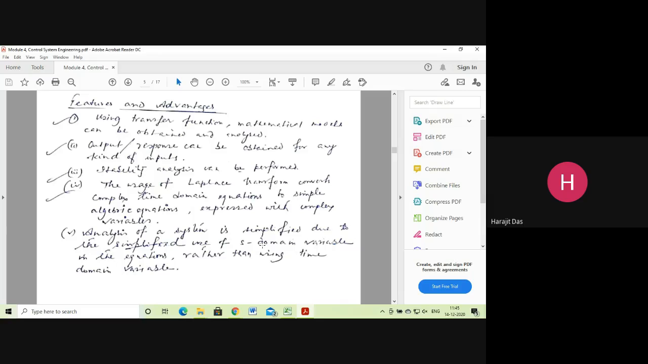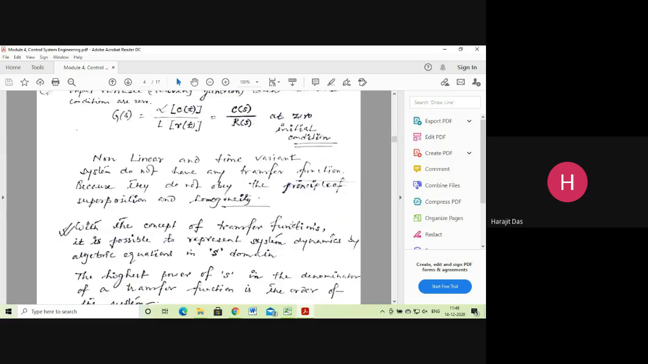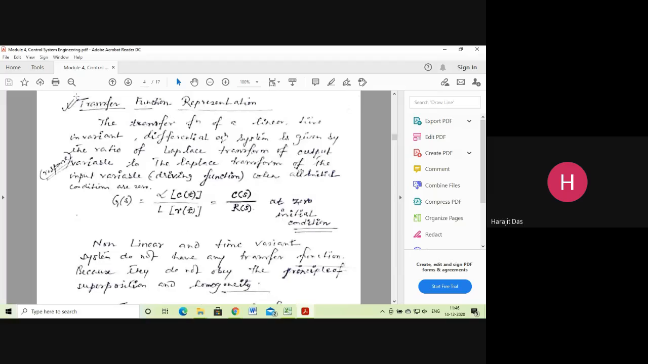But in Laplace transform, when we are analyzing or describing any system, we will be using S domain variables. Those variables will not depend on time. Those variables will give the output with respect to the input, and the feedback signal with respect to the output. Anything related to the system can be easily found out with the help of this transfer function. That is why it is very important to study the transfer function in control system engineering.